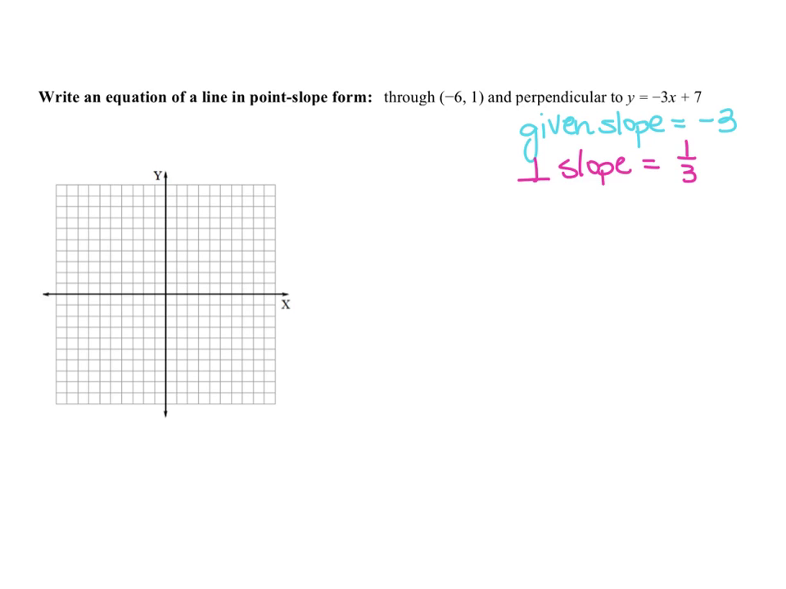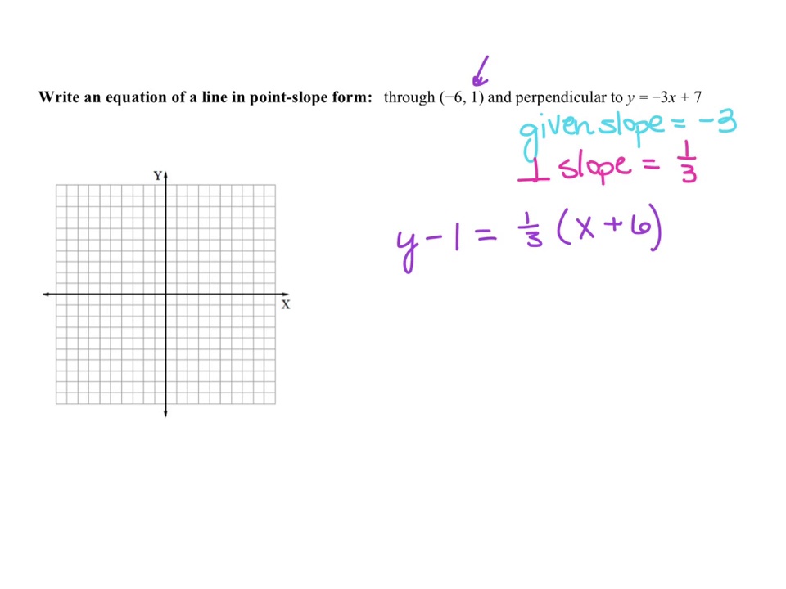Now we're trying to get an equation in point-slope form, so we'll plug into y minus y1. Y minus y1 is 1, equals the slope, which is 1/3, times x minus x1, which makes it minus -6, or plus 6.